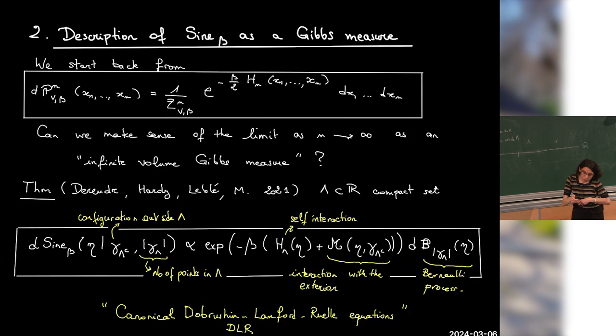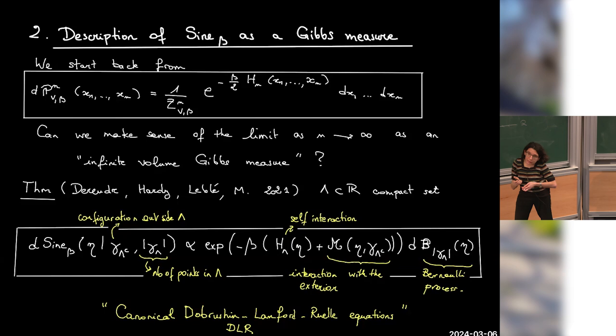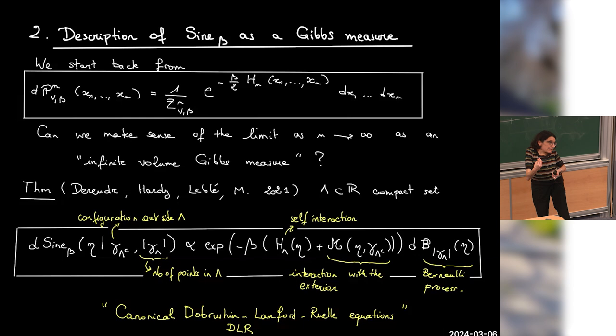What we can say is that, as the self-interaction was of the same form, in fact sine beta is again a beta ensemble. It's again a log gas with the same beta parameter, but with a distorted potential.